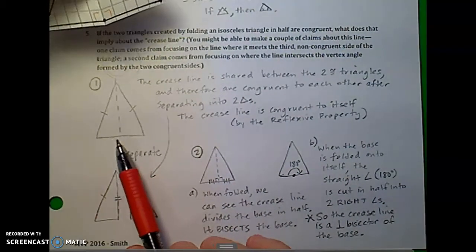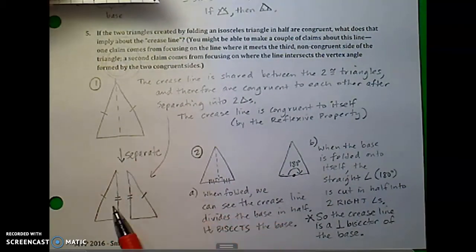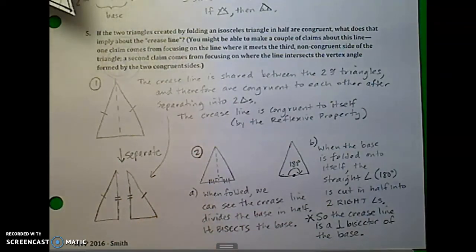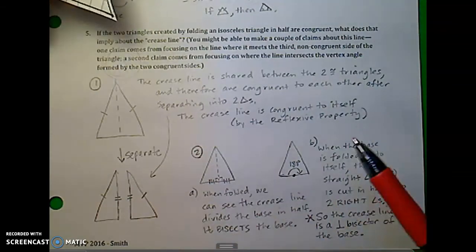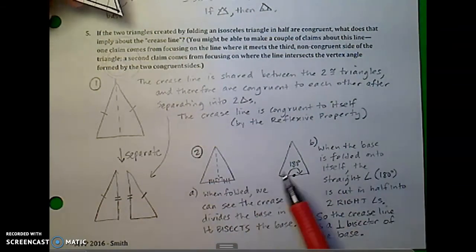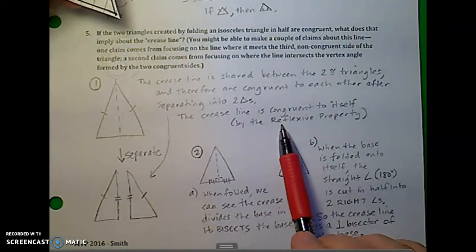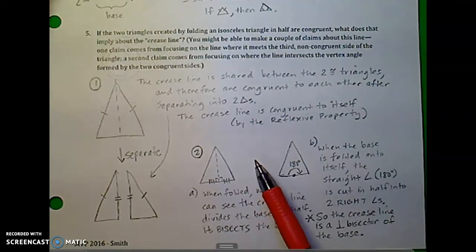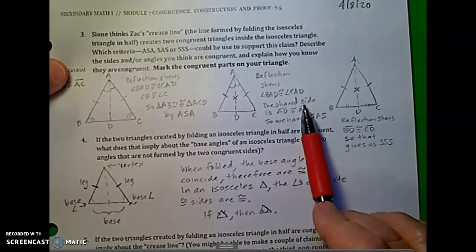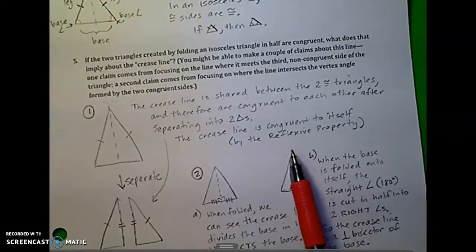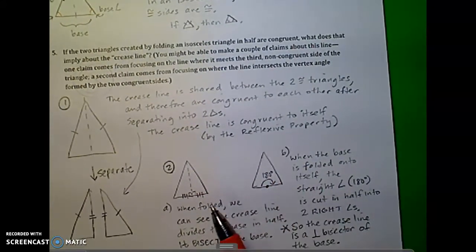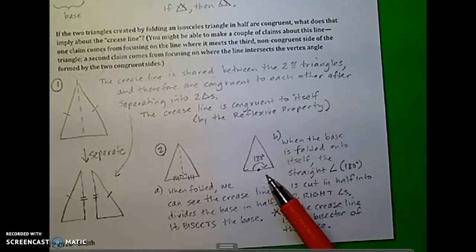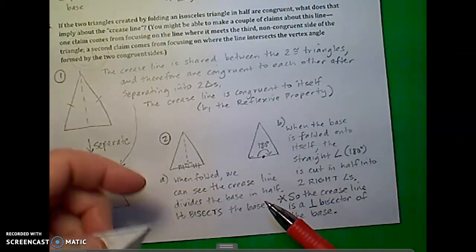Drawing triangles, like separating the picture into 2 different pictures, 2 different triangles, is sometimes a nice way to look at the triangles, and it'll help you show that they're congruent. The technical property for a crease line being congruent to itself, or the shared side being congruent to itself, is called the reflexive property.